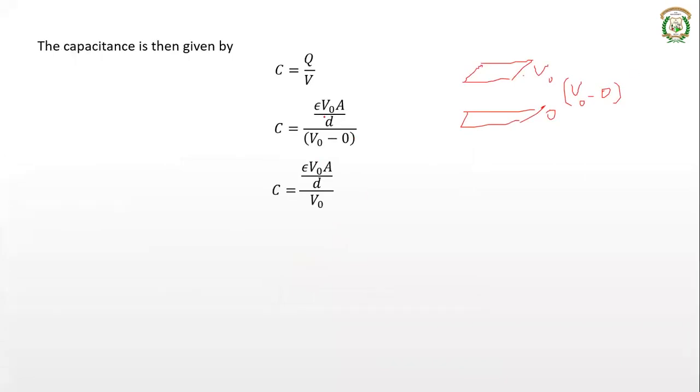So what do you get? Epsilon V naught A divided by D divided by V naught. So V naught and V naught get cancelled out. What remains is C is equal to epsilon A divided by D, right? So this is the value of capacitance and the unit is farads. So we have got the same thing, whatever you knew. You may have used some different method, or maybe you have not derived the expression, that you have just assumed it: the capacitance is epsilon A divided by D.